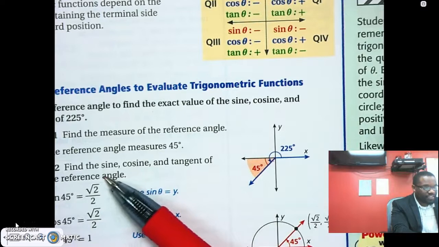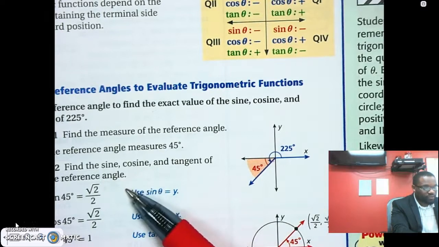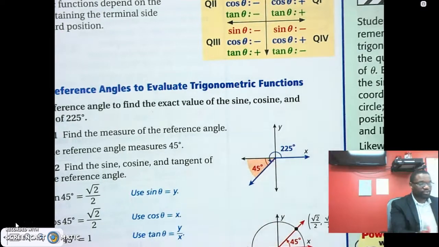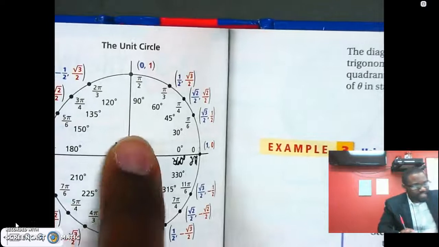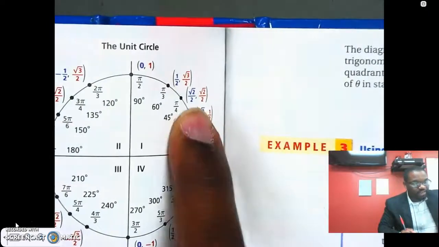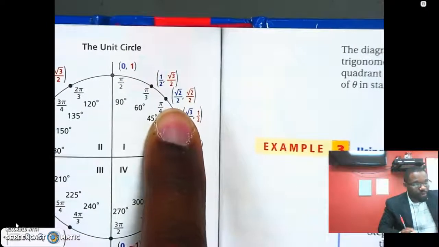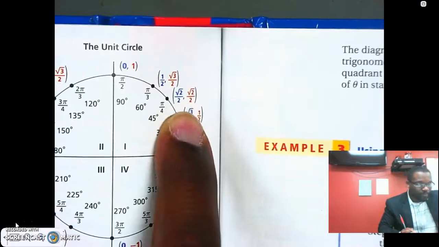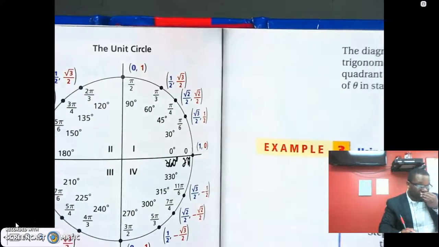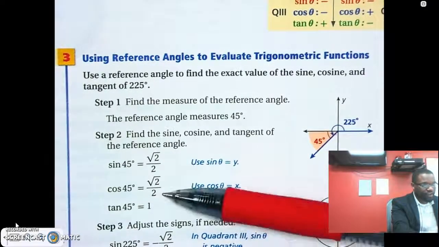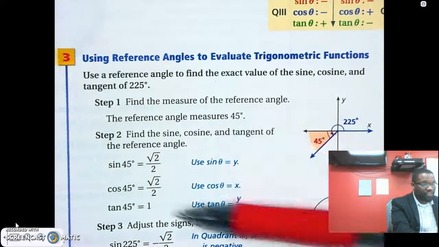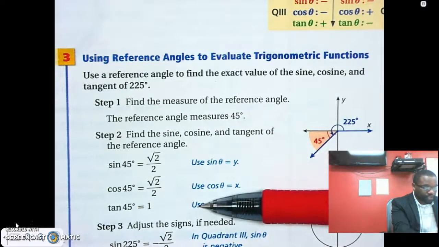Step 2, find the sine, cosine, and tangent of the reference angle. And I'm doing this in quadrant 1. So when I go to quadrant 1, the sine, cosine, and tangent you can find from right here. Square root of 2 over 2 is both sine and cosine. And the tangent will be 1 when you divide them by themselves. And so that's what this is saying: cosine 45, sine of 45, and we got these all from quadrant 1.